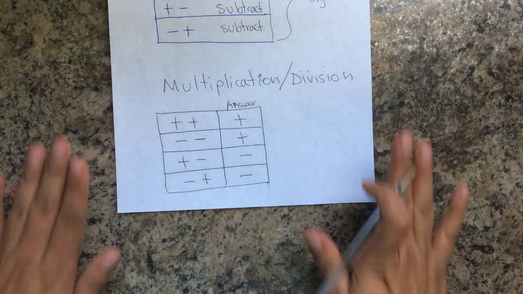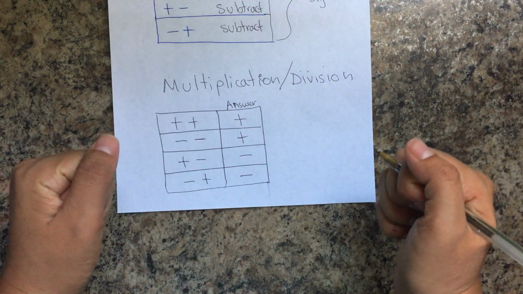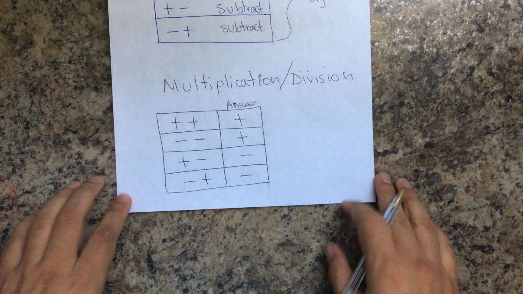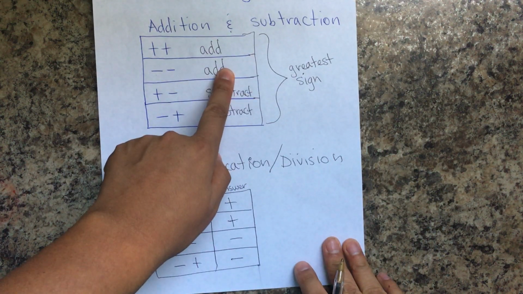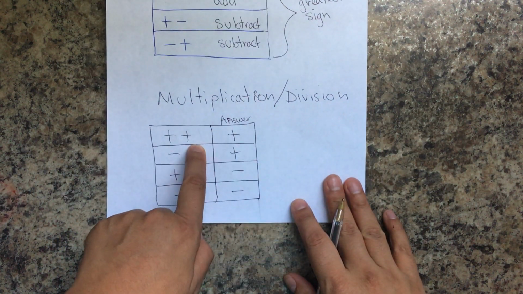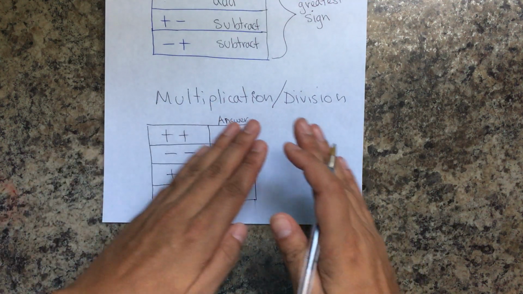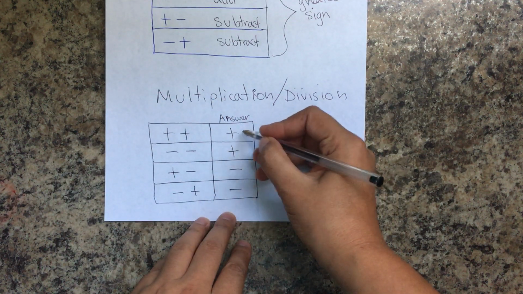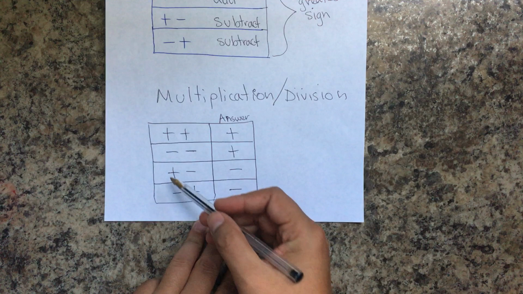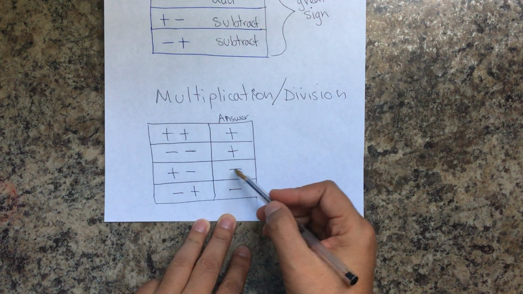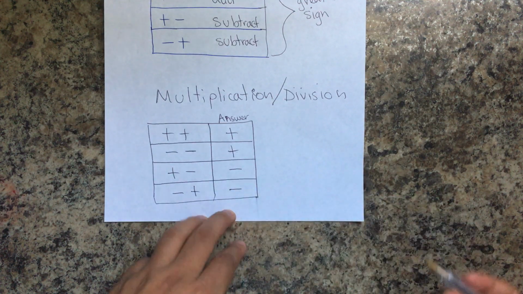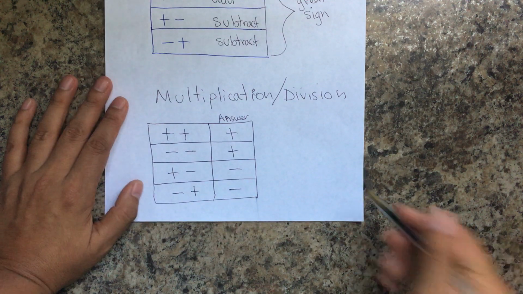Okay, this does not depend on which one is greater, or stronger. That's in addition and subtraction. Multiplication and division, if they're the same, they get along. You get a plus. But if they are different, you don't get along. It's negative. Okay, you can think of it that way.